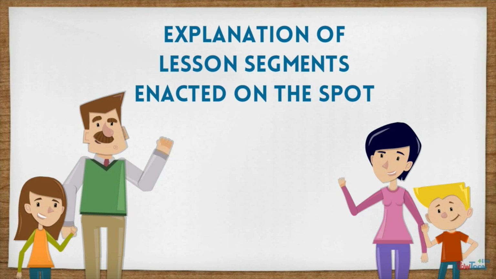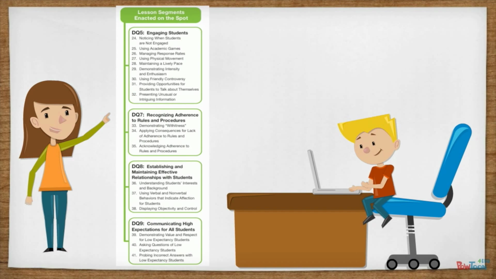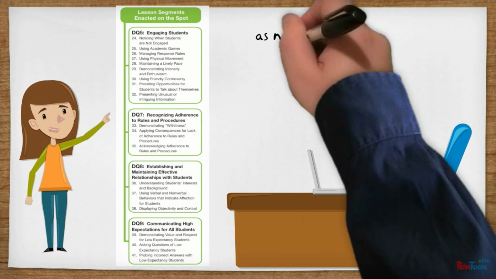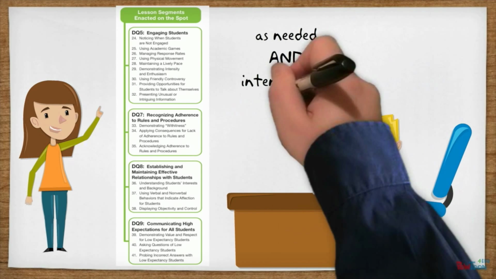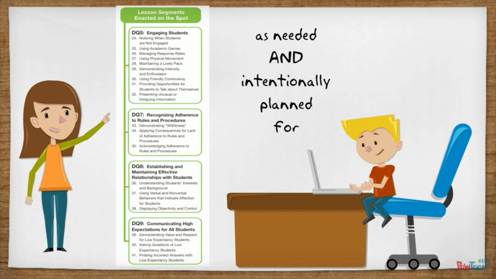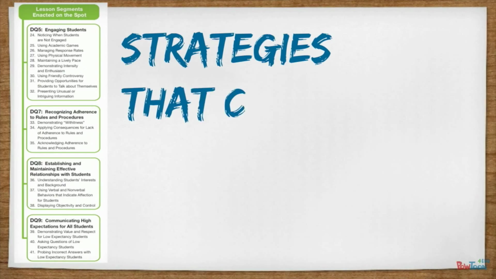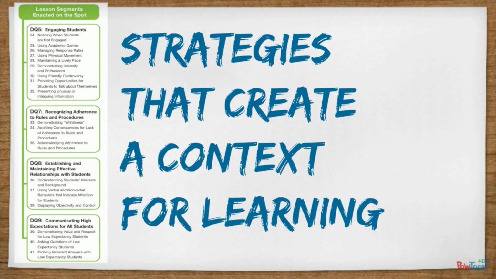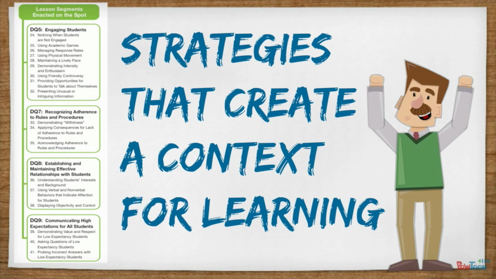Moving now on to lesson segments enacted on the spot, the title indicates that the elements within this lesson segment occur on an as-needed basis. This is clearly an aspect of this lesson segment, but it's not to be identified as the only aspect. Elements housed in the Enacted on the Spot component do occur as needed and can be intentionally planned for, so as to engage students using strategies that create a context for learning. The teacher, by planning for the use of specific Enacted on the Spot elements, identifies strategies that will engage students.